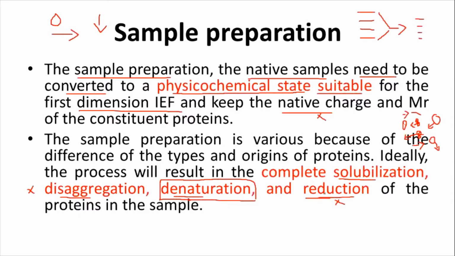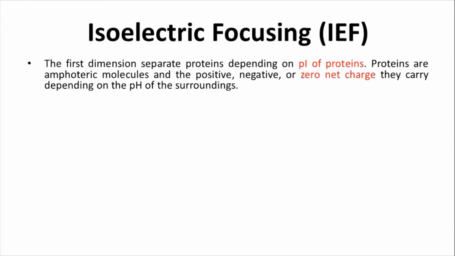So you consider these four important physiochemical phenomena before you prepare the sample for two-dimensional electrophoresis. You know very well isoelectric focusing, protein separation, because it is the first dimension. Proteins are separated based on the pI, either positive charge or negative charge. It can migrate. It depends upon the pH gradient.